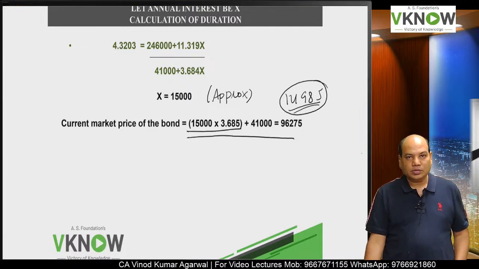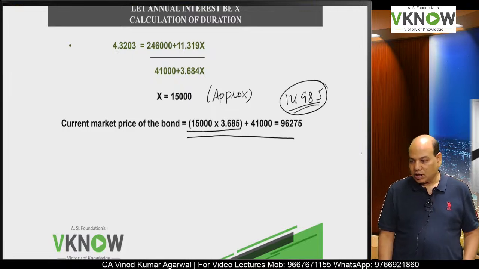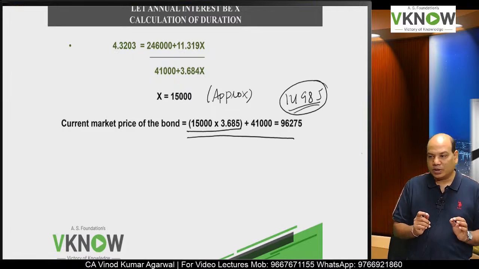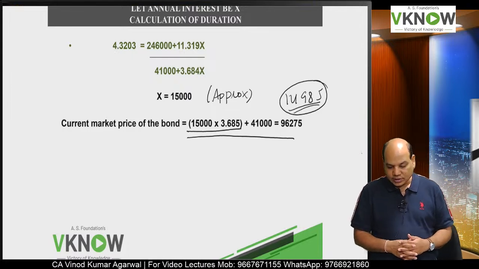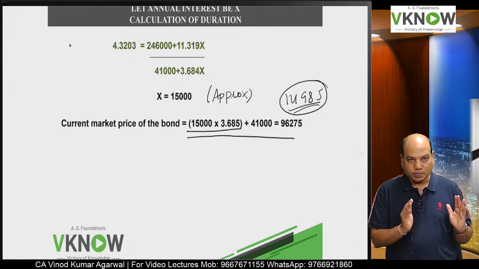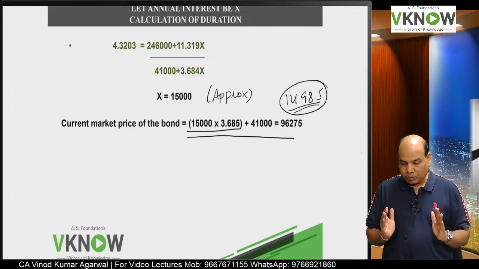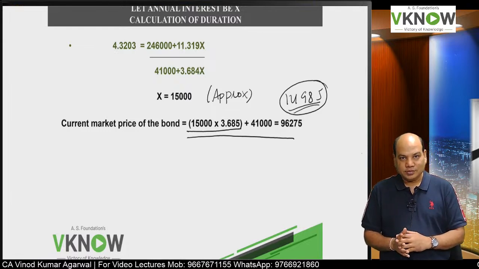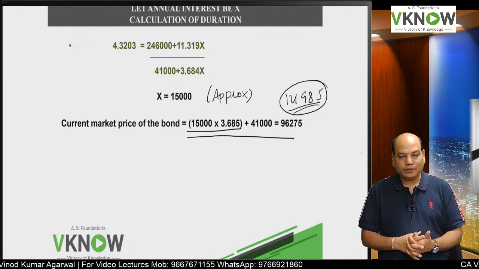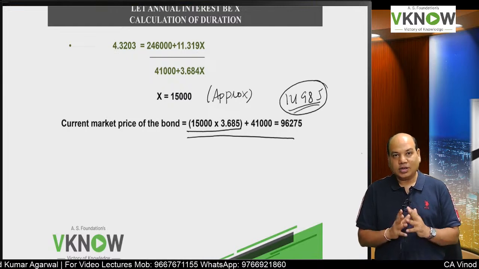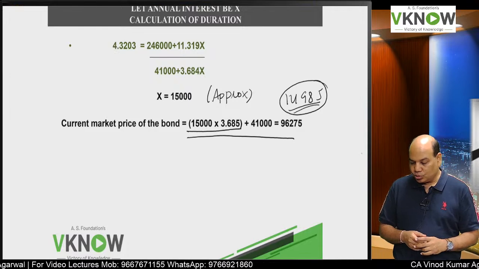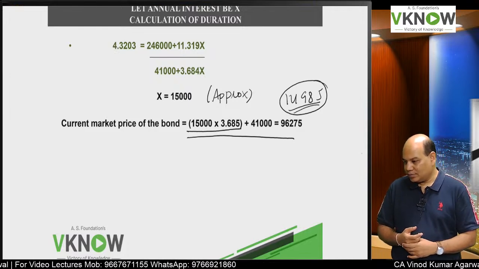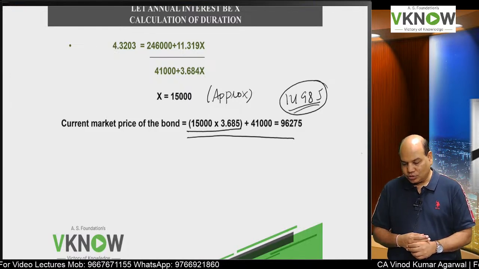Okay. So now you put the value in the total of the last column. So write down the last line of the answer. Current market price is equal to 15,000 into 3.685, that is the present value of coupon, plus 41,000, which is the present value of face value, and the answer is 96275. The answer is 96275.